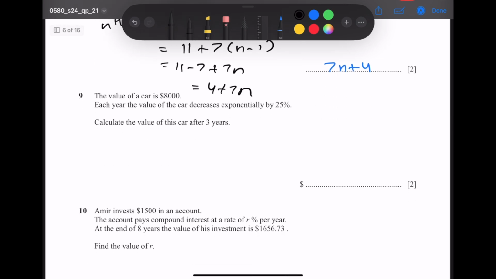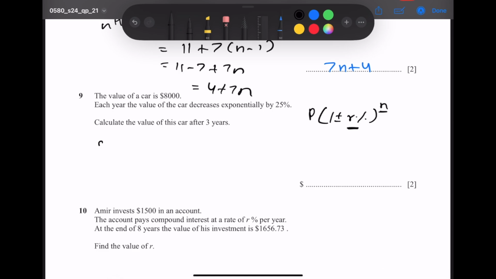Question 9. The value of a car is $8,000 and each year the value of the car decreases exponentially by 25%. So the equation for an exponential question is the principal times 1 plus or minus r percent to the power of n, where n is the number of the intervals. Like in this case 3 years, since this r percent is applied every year for 3 years. And p is the initial value.